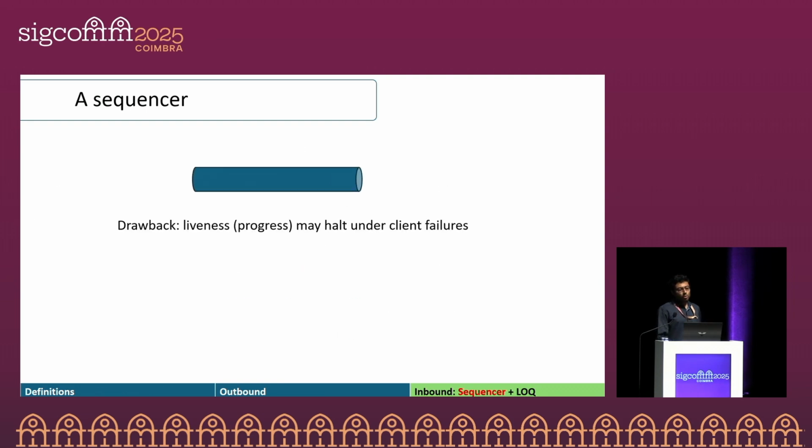One drawback of this kind of design is that liveness may be affected if clients fail. We treat that as a separate problem. But fairness is guaranteed if the clocks of the entity that's doing these timestamps are synchronized.